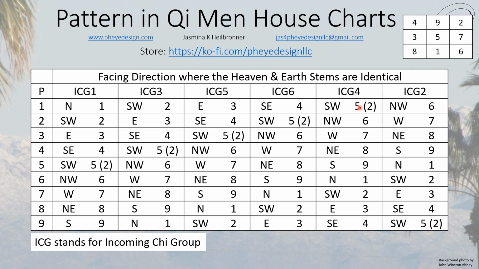Now, 5 is in the center of the Lo Shu chart. So there is no real sector associated with that. That is, there's no data in the center of a Chi Men chart. So the 2, the 5, and the 8 are all earth element numbers or stars. And for some reason, 5 always seems to go with a 2 and doesn't go with the 8. I don't know why.